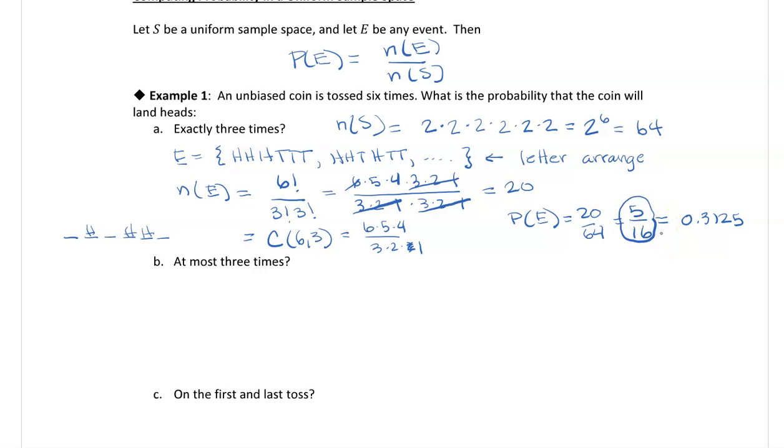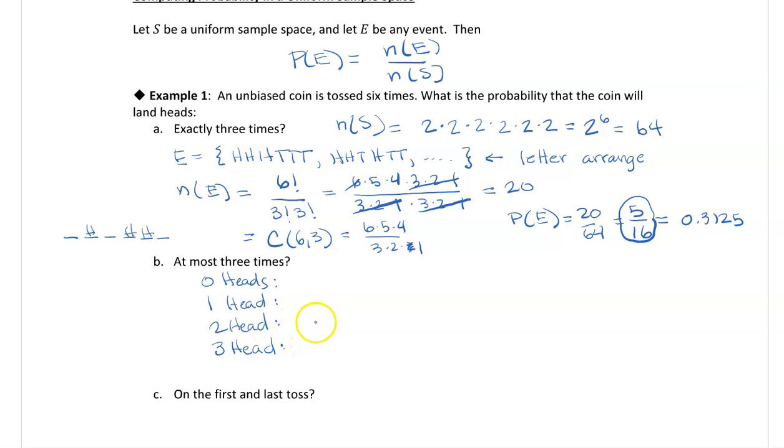All right, so let's look at the next one. Now, in this one, we want at most 3 heads, right? We're looking for the probability that the coin will land heads at most 3 times. At most. Okay, so let's break that down. That's either 0 heads or 1 head or 2 heads or 3 heads. Okay, so we can have all those possible outcomes that would count as at most 3 heads. All right, no more than 3 heads.